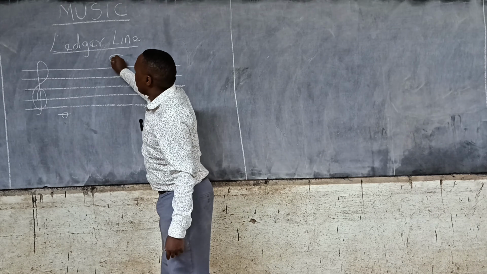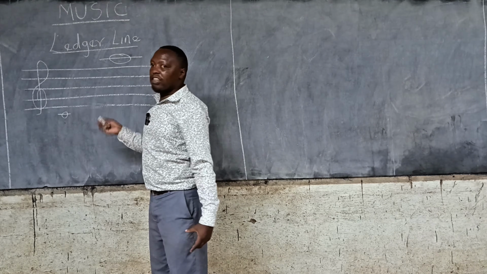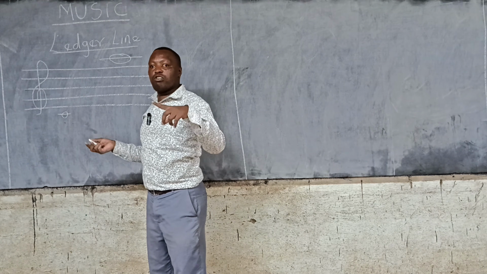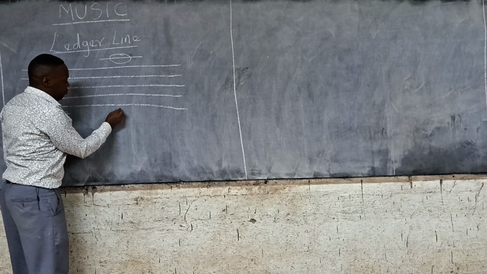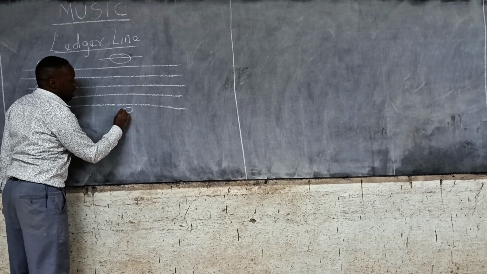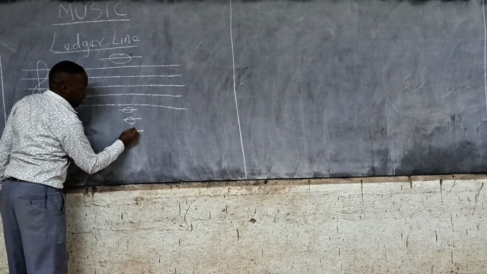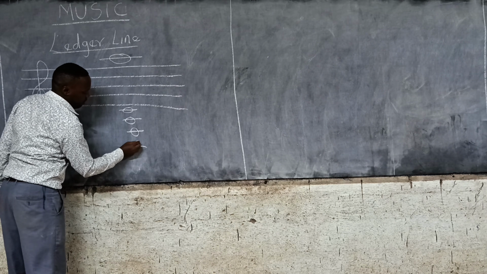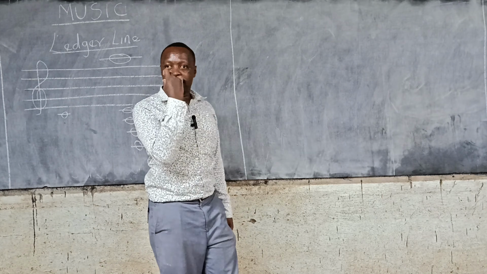An example, it can also be like this, and it's not that it should be only one. You can draw as many as possible like this as you extend. So that's how we extend the reference on a staff.